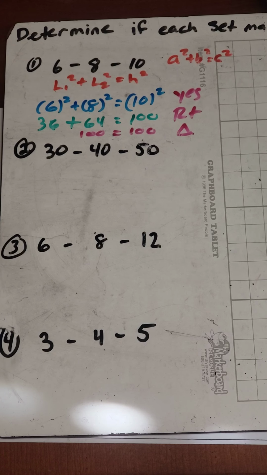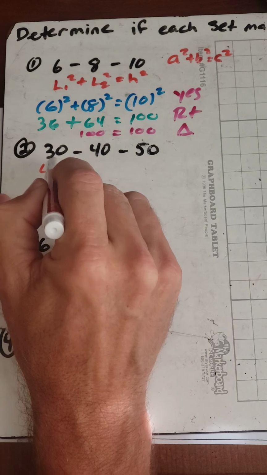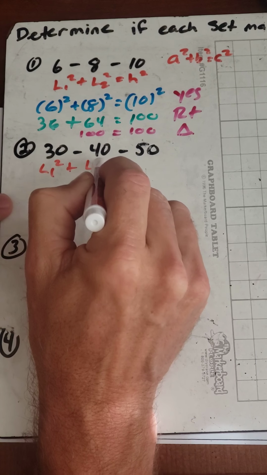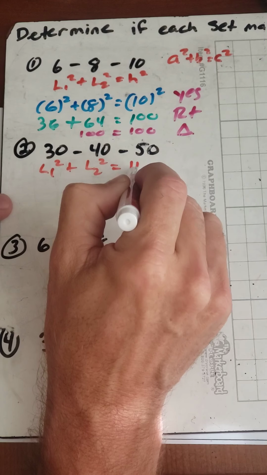Okay, so let me do the next one then. And so the next one is, once again, L1 squared plus L2 squared equals hypotenuse squared.